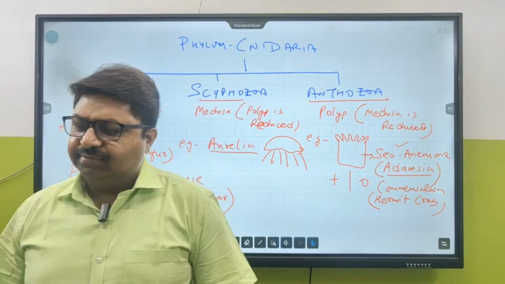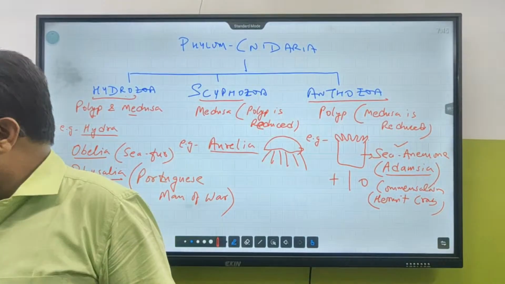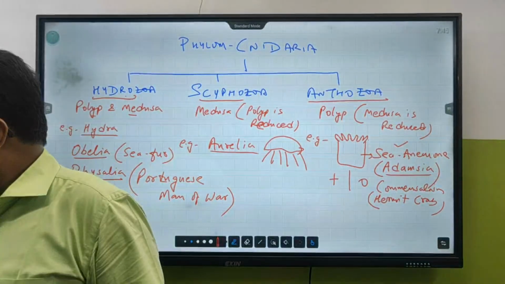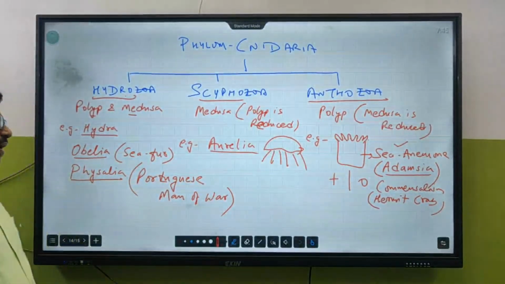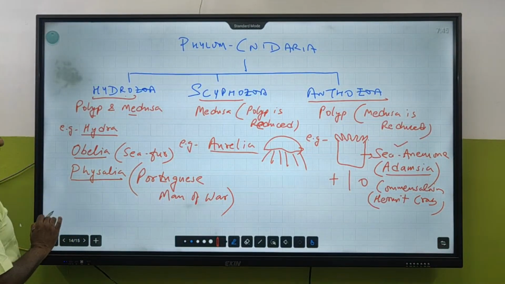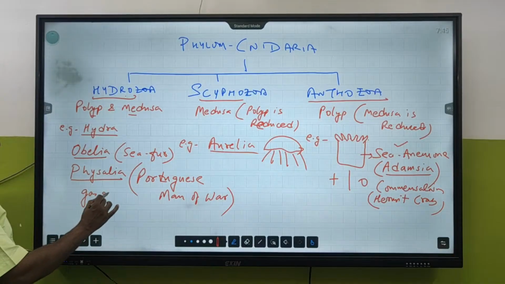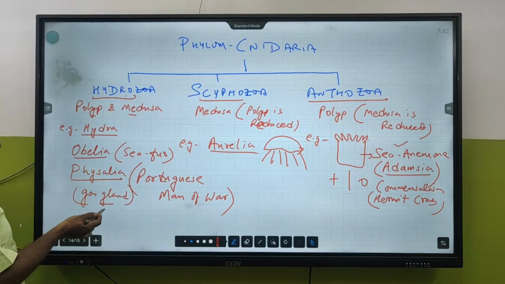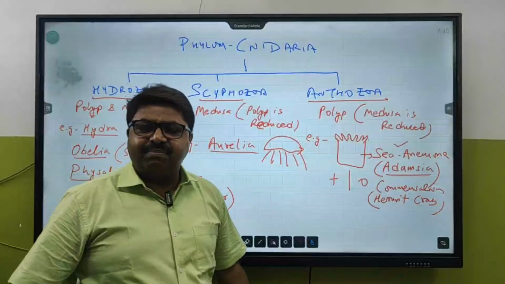Portuguese man of war. They look like a warrior. Have a look. Have they given any diagram? No. Okay. Portuguese man of war, Physalia. Fine. They have got gas glands, and they have poisonous glands. Physalia. Very, very important. So these are the examples.